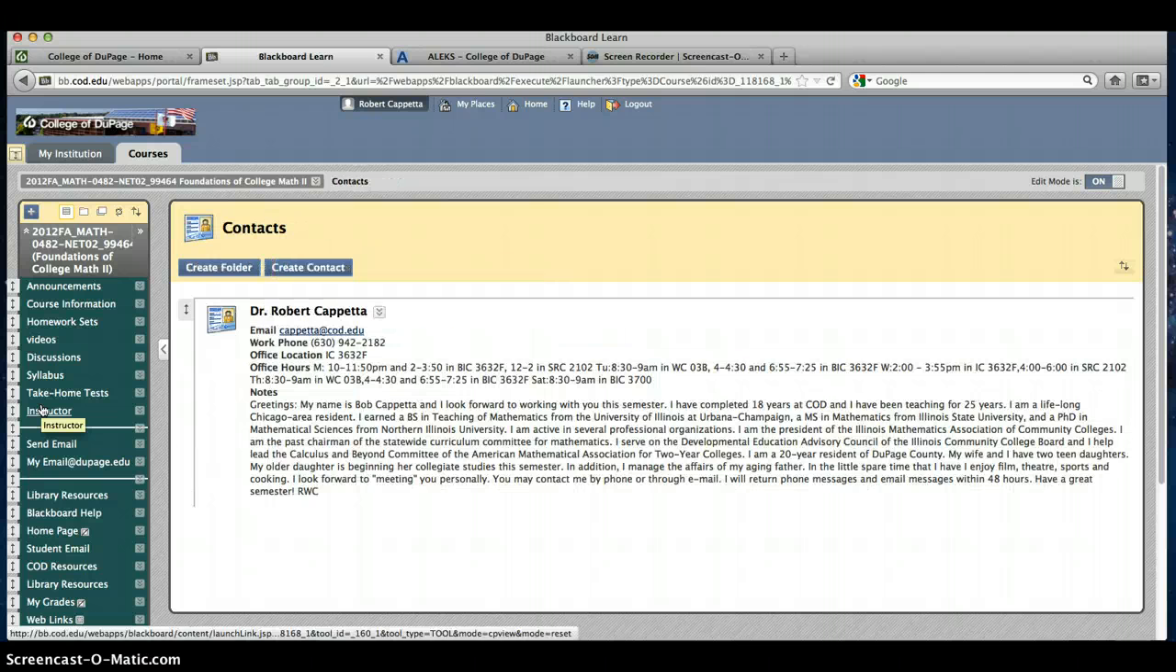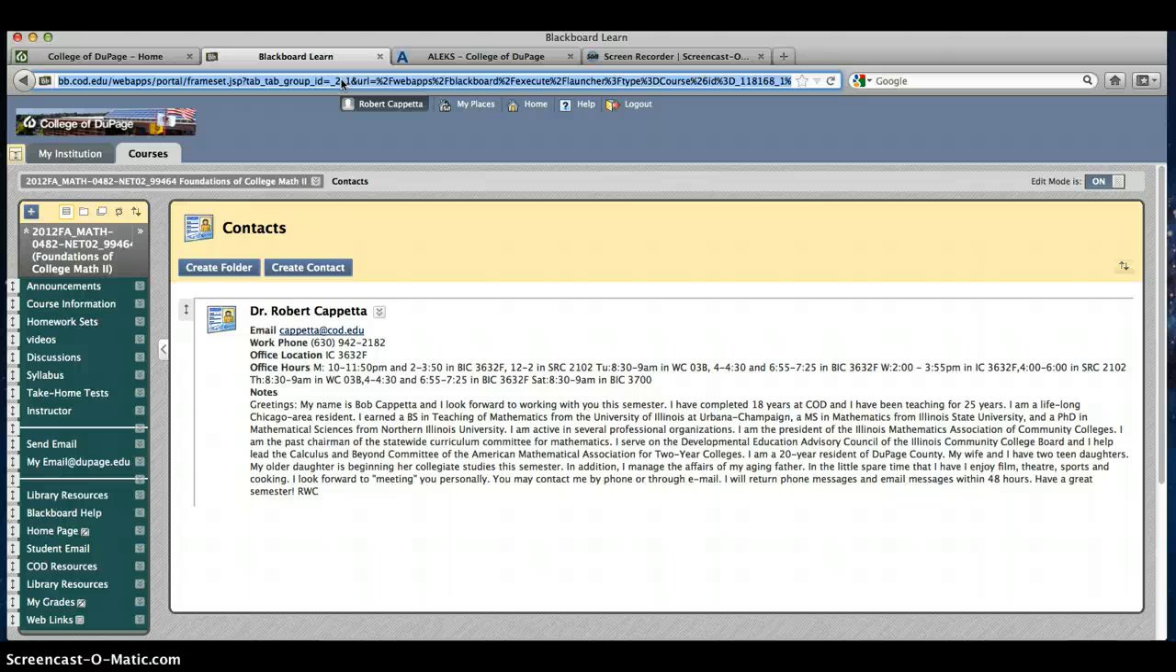The instructor button is here. So there's some information about me, some of my background, as well as my office hours. So I'm easy to find. And then there's a few other buttons on the bottom of the page that you can look at if you'd like. What I would like to do next is I'd like to talk to you about how to get on to ALEKS.